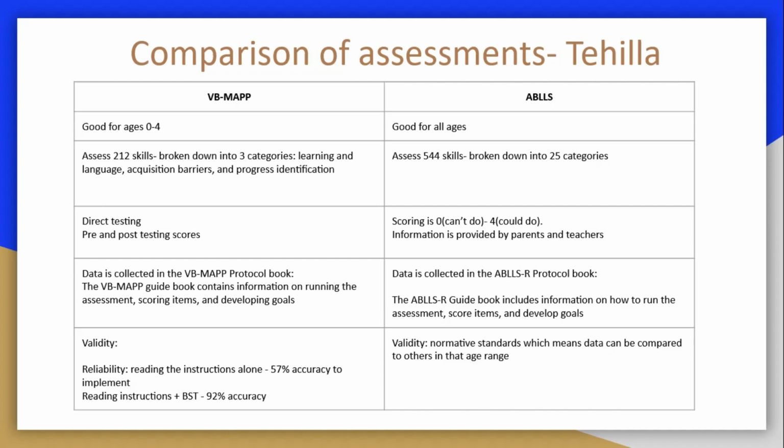So for the VB-MAPP, the reliability, the reading is the instruction alone. There's 50% accuracy to implement it. And there's reading instructions plus the VST, which is 92% accuracy. And for the ABLLS, validity is the normative standard, which means that it can be compared to other children in that age range.